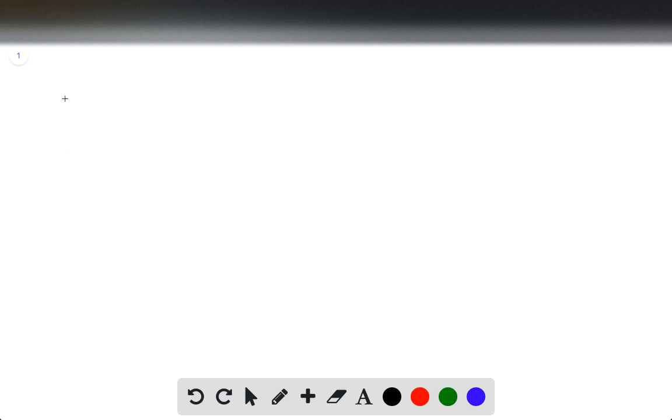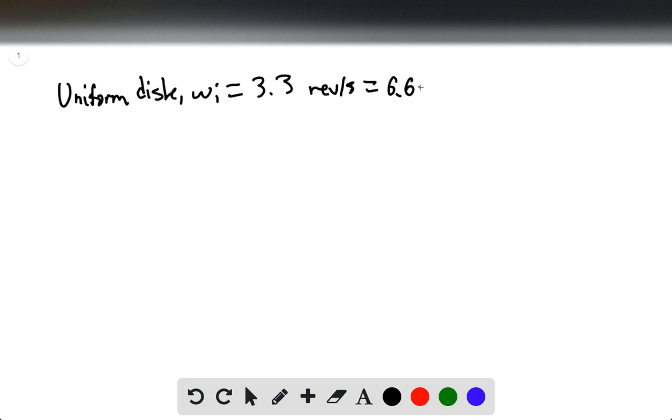So we have a uniform disk with an initial angular velocity of 3.3 revs per second, or 6.6 pi radians per second. We have a radius r.